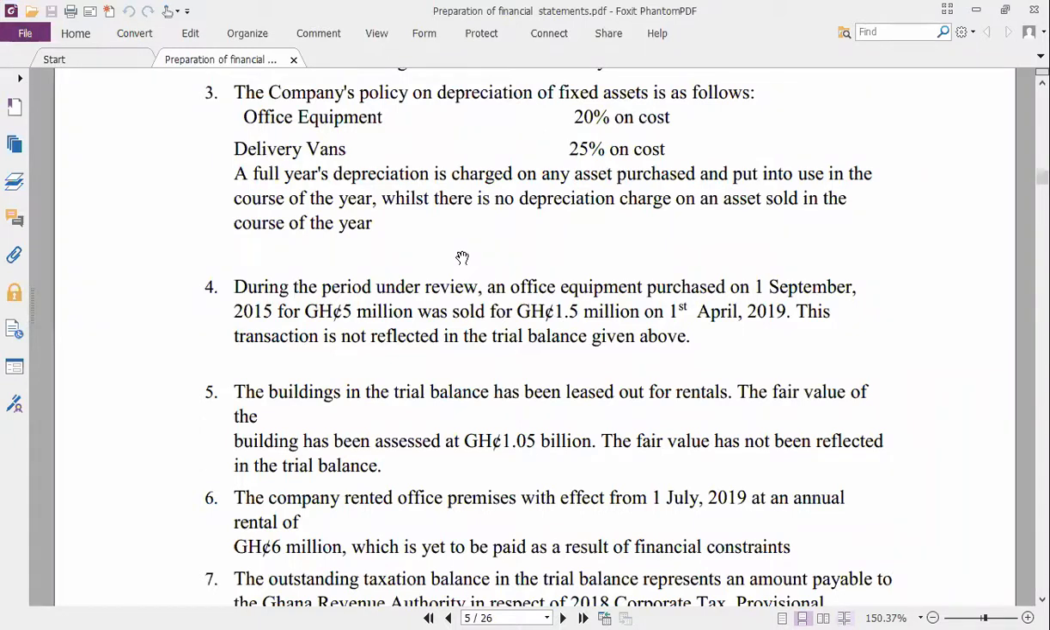Now let's go to note 4. It said during the period under review, so during this year, an office equipment purchased on September 2015 for 5 million was sold for 1.5 million on 1st April 2019, which was within the year, so they sold it this year, April. This transaction is not reflected in the trial balance above. Perfect.